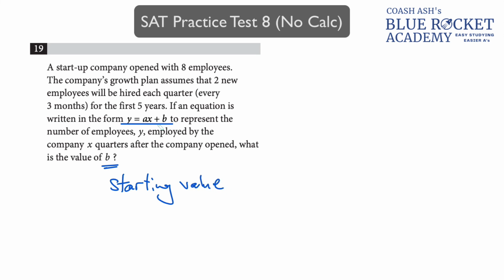Now, what's the starting value in this? So you can read it up over here. A startup company opened with 8 employees, and then it hired 2, etc., etc. But the keyword is 8, and so therefore the starting value is 8, and so that's the value of b. So simple to solve. That's your answer.